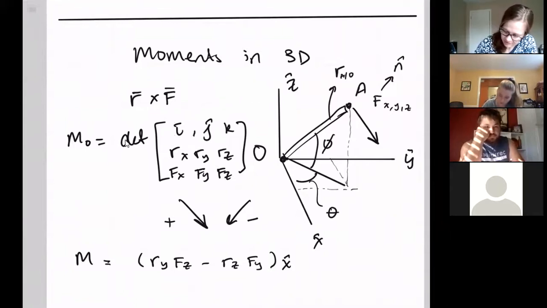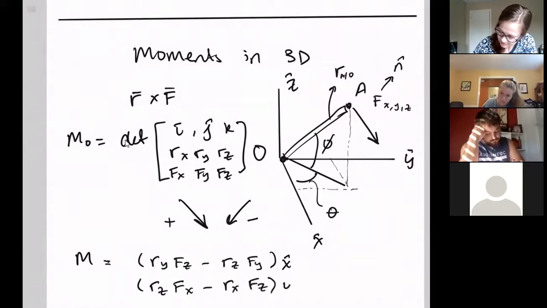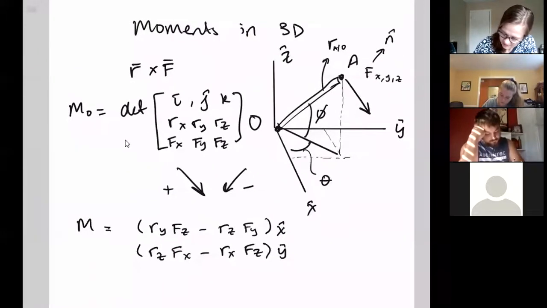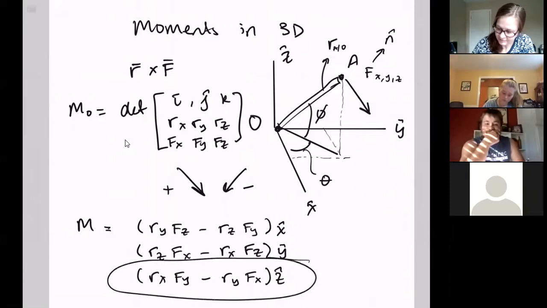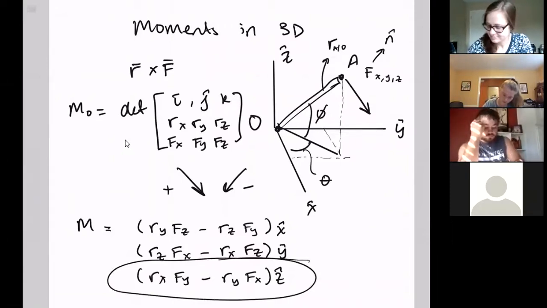And you can do the same thing for the y. R of z times f of x minus r of x times f of z, y hat. And the same thing for z, r of x, f of y minus r of y times f of x. So that'll be a little bit long equation. And in 2 dimensions, you will only have this. So if you want, you can just memorize that because it never changes.